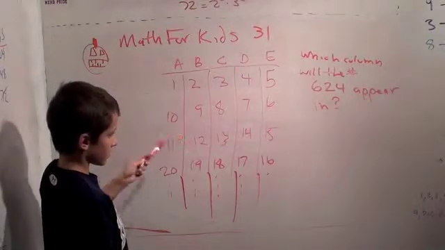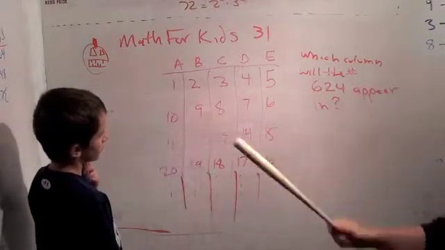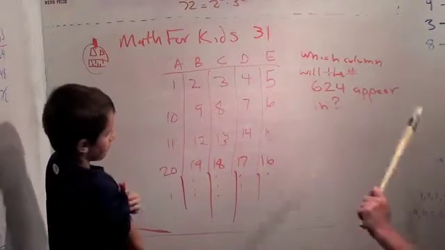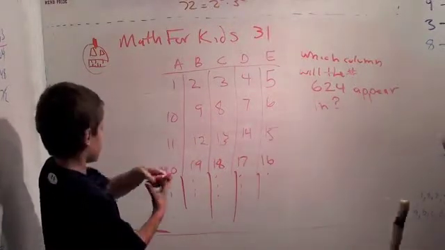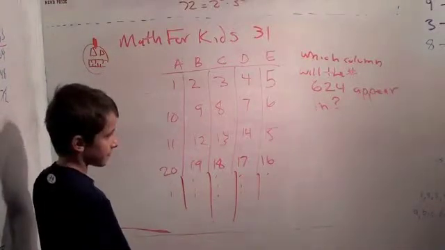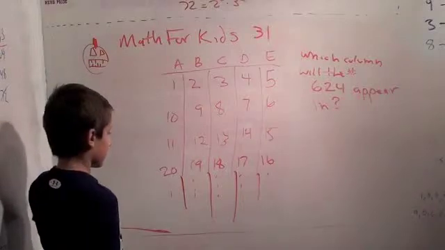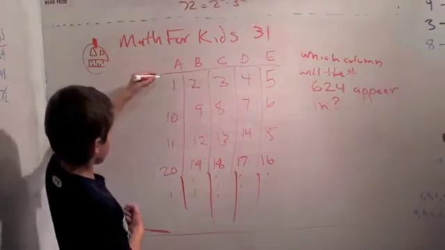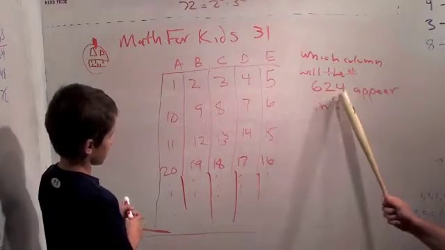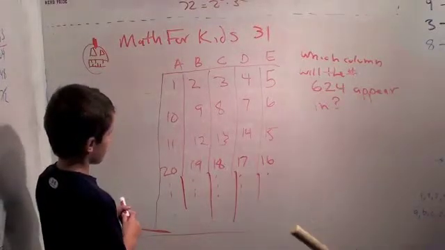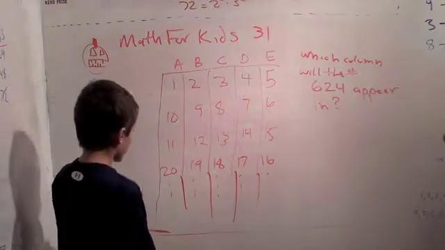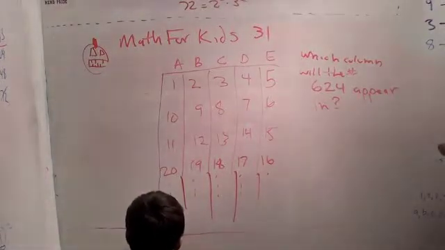Okay, so how long does it take to get back to where you started? It takes 5 numbers. You got to go 5 out and 5 back. So every time you go 5 out and 5 back, how far have you gone? 10. So where are the 10s always going to be? Always going to be here. So what number really close to 624 do you now know for sure where it's going to be? 620 is going to be there.